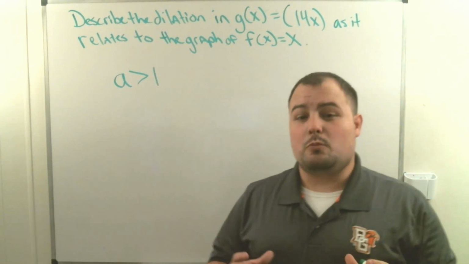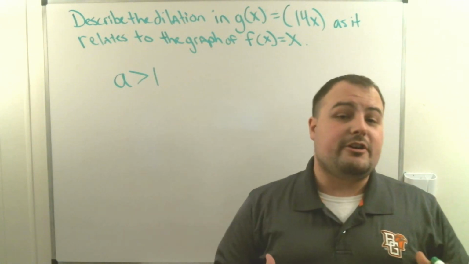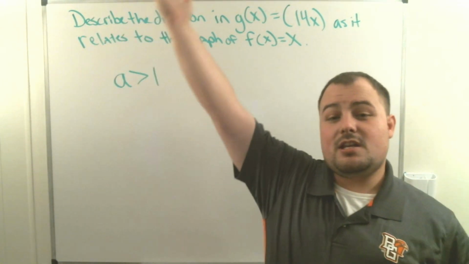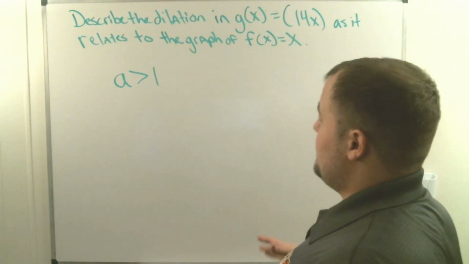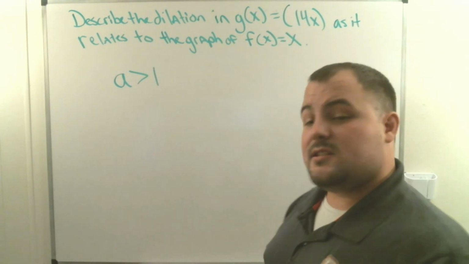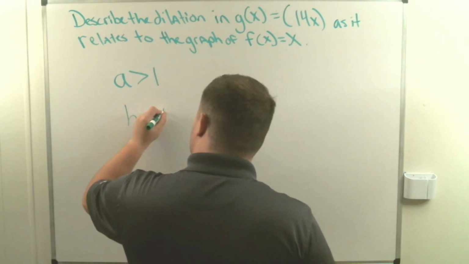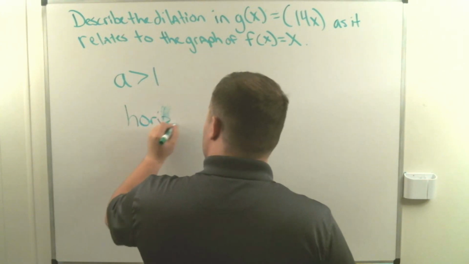So if it's greater than 1, we need to think about what we just saw in the previous slide. If something's greater than 1, it's going to get steeper, which means that a graph that goes like this is going to get closer to the y-axis. So our graph is going to get steeper. Now we need to see about the fact that it's in parentheses. Since it's in parentheses, this is where we use the word horizontal. Horizontal. I can't even spell it right now. Horizontal.